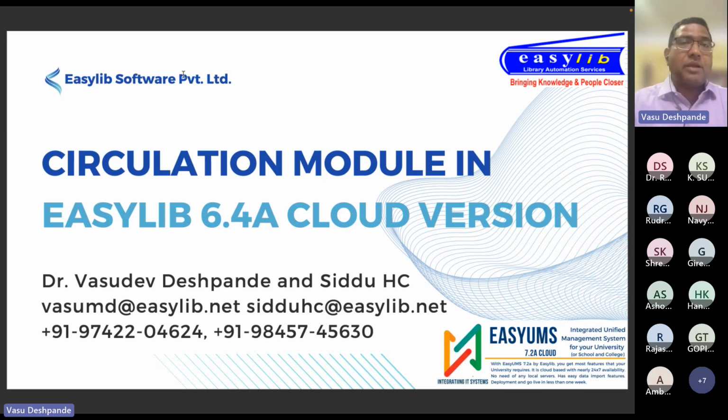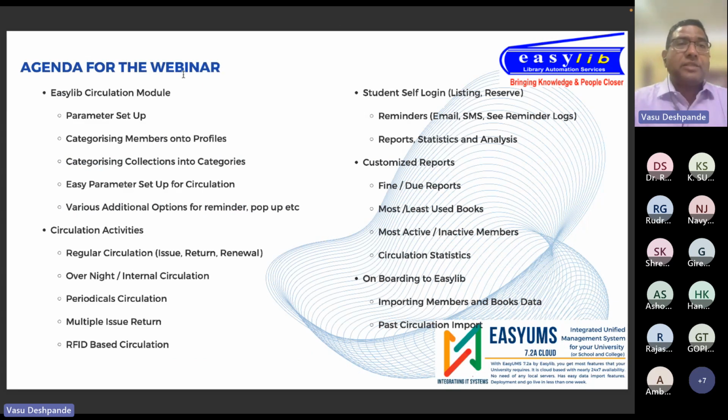In today's webinar, our agenda is going to be like this. First we will cover the parameter setup. Next, we are going to cover the core activities of circulation, that includes issue, return, renewal, and so on. Then we will cover some of the student login portion. We will see the reports, statistics, and analytics. Then we will have a brief discussion on how to onboard you onto the Easylib software.